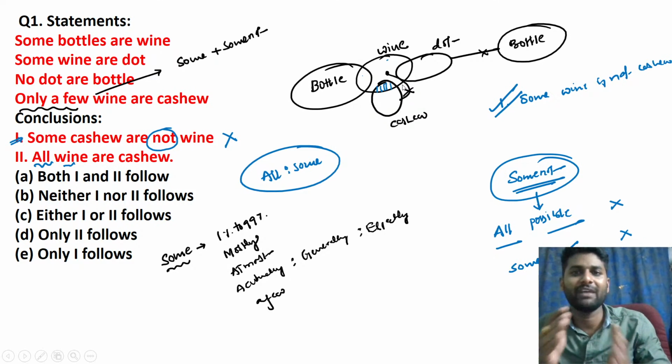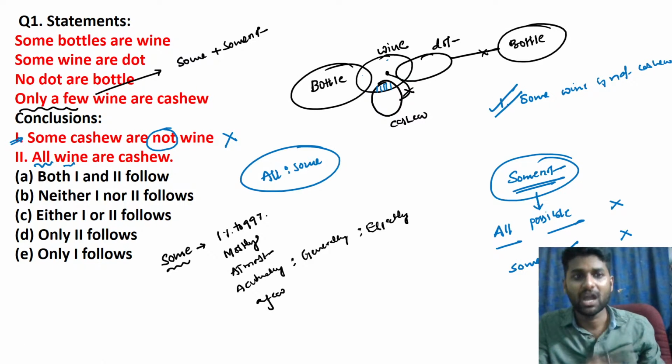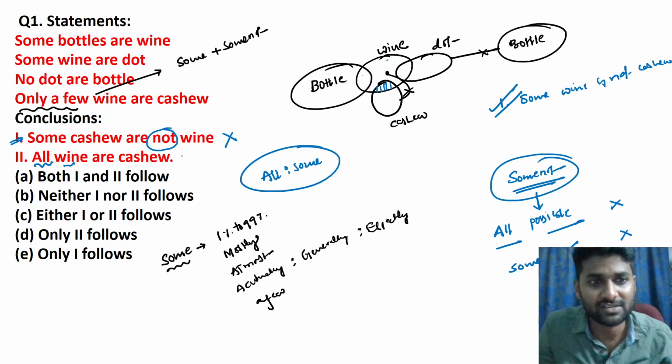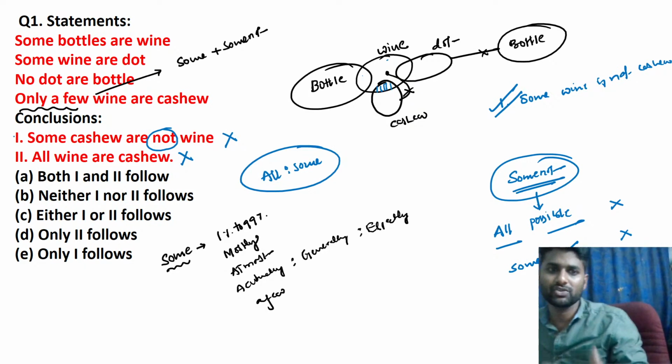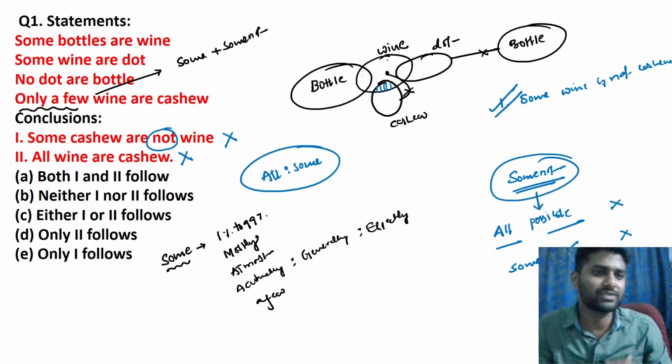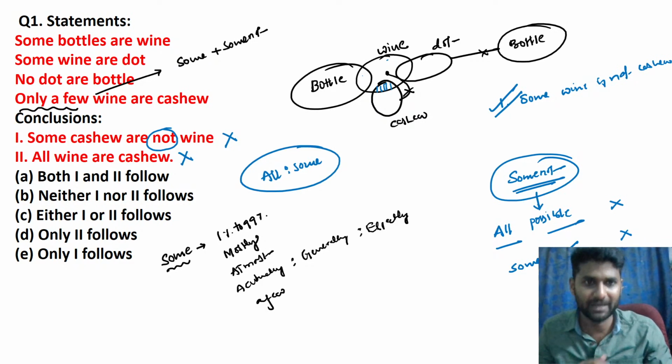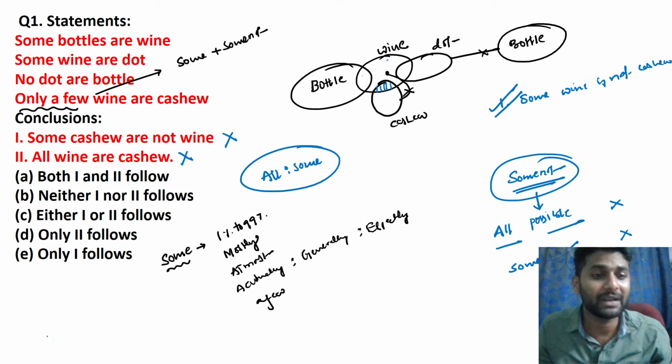We can see that some wine is in the cashew, but the conclusion says all wine are cashew. So this is also wrong. But here we have to choose. Most of the students thought that one is wrong, two is wrong, so they choose the option as neither one or two. But you have to verify the complementary pair concept.